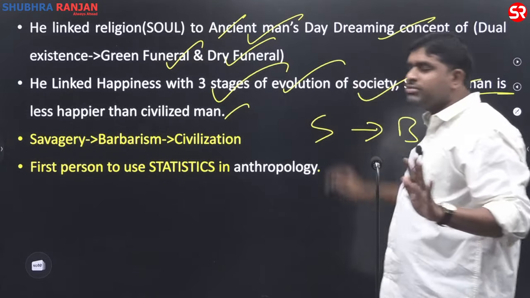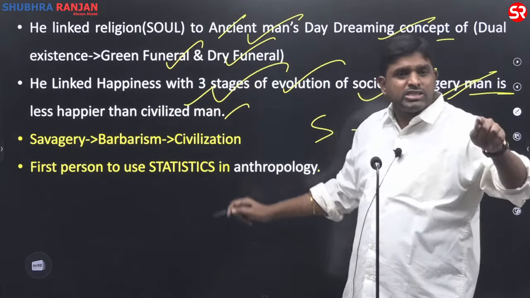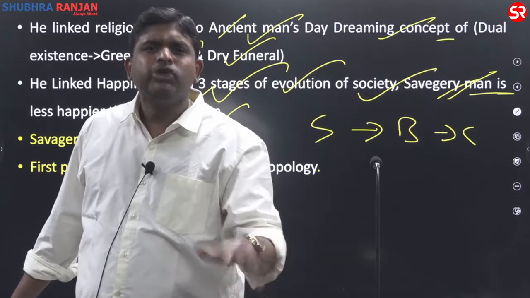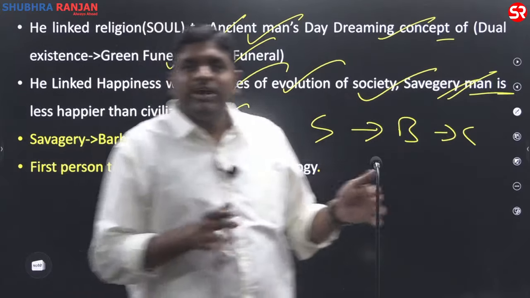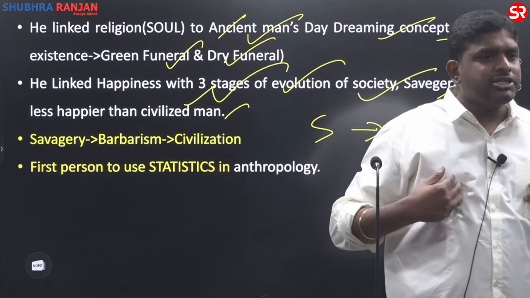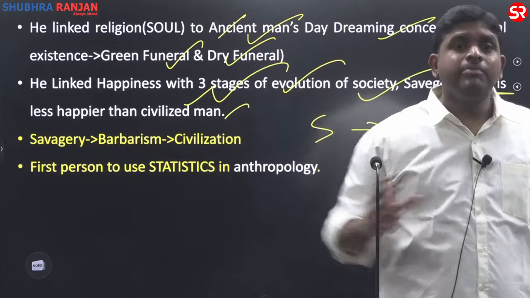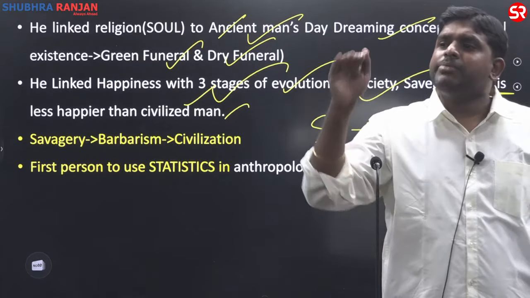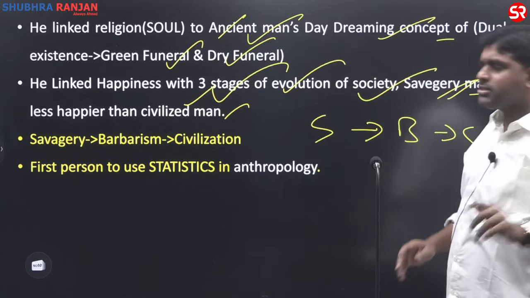He linked happiness with 3 stages of evolution. Savagery man is less happier than civilized man. Why? Because savagery man is busy only in searching for food. He doesn't know about happiness also. His happiness was food only, like animals. But as time went on, food is one of the mechanisms. I want other happiness also. Emotional satisfaction, becoming a leader, or everyone following me. So several things will come, will make a man happier. So according to him, the savage man is less happier and civilized man is more. It is subject to criticism, I will tell you later.